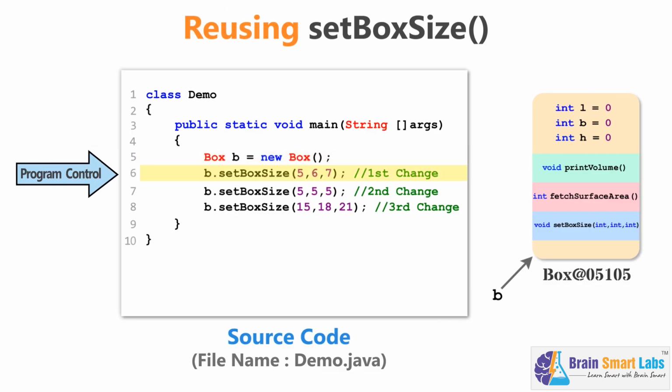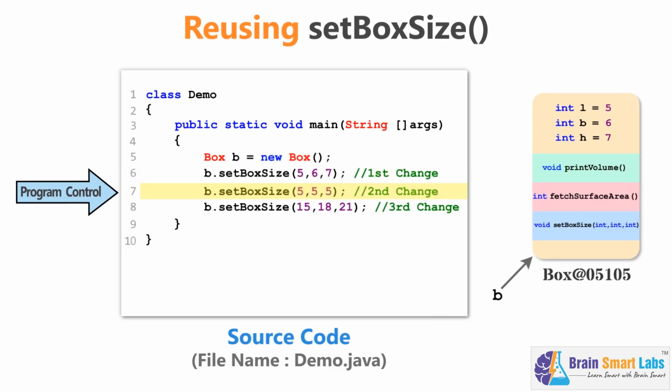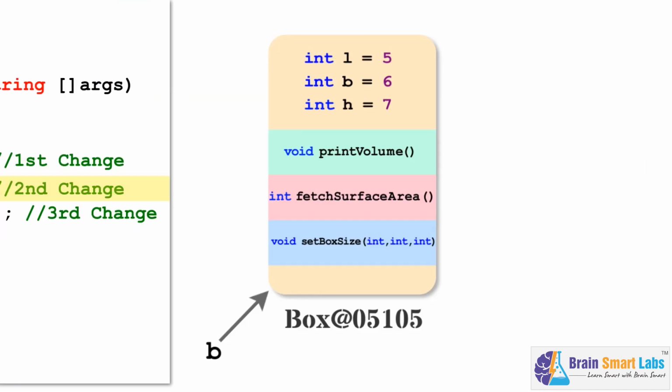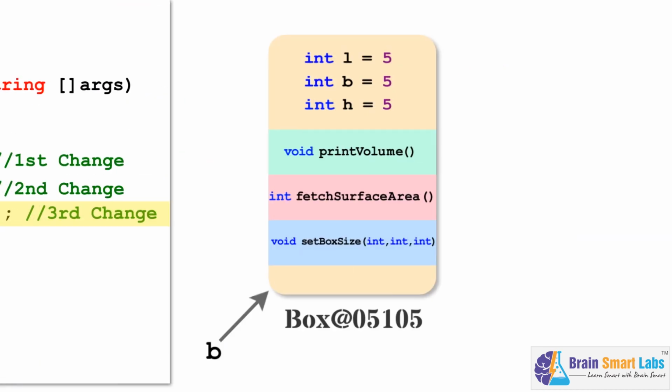That is, in line number 6, when we invoke the method by passing the arguments 5, 6 and 7, the values inside the box object will change to numerical values 5, 6 and 7. In the next line, if we re-invoke the same method once again with a different set of arguments, the values inside our box object will now change to numerical values 5, 5 and 5. The same way in the next line, if we re-invoke this method once again with a different set of arguments, the values inside our box object will change to numerical values 15, 18 and 21.